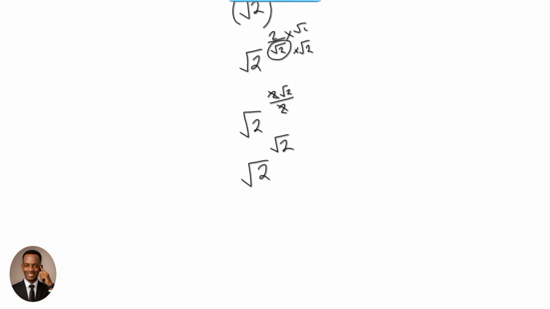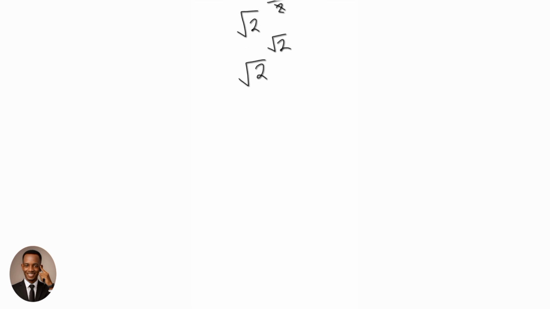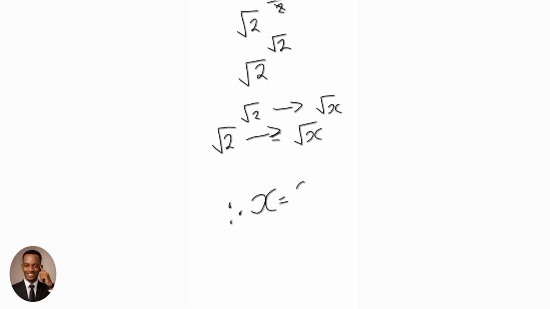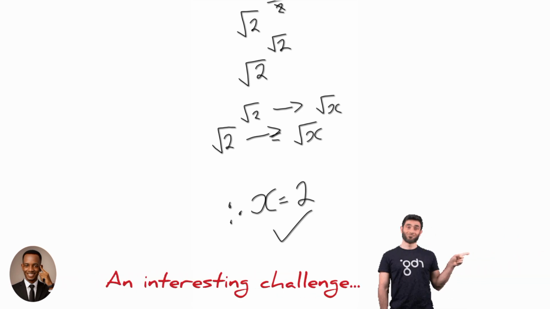This is looking very, very good. Do you know why? Because don't forget, our left hand side looks exactly like this. Now going back to the equation, we're now going to have square root of 2 to the power of square root of 2 equals root x to the power of root x. Now you can see that we can directly compare our equation. By direct comparison, therefore x must be equal to 2. Correct. So this is the power of algebraic manipulation.